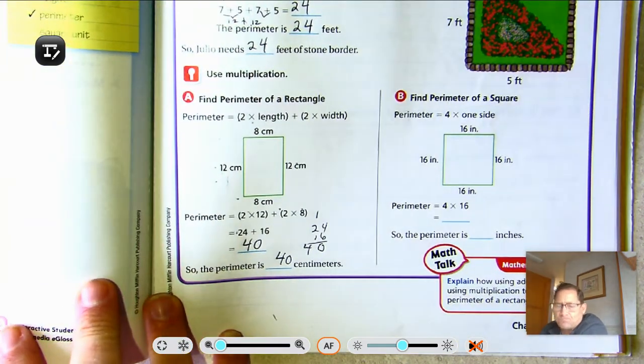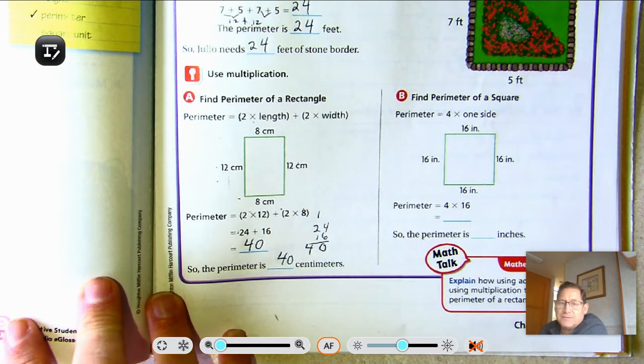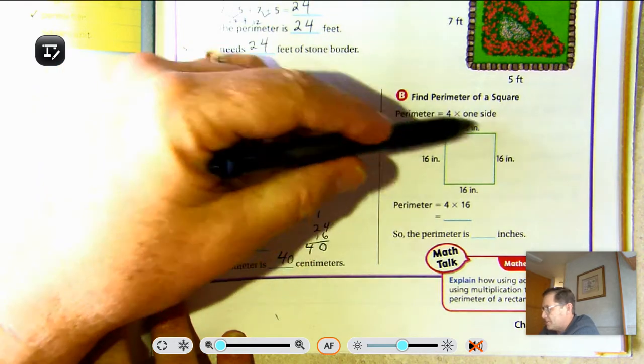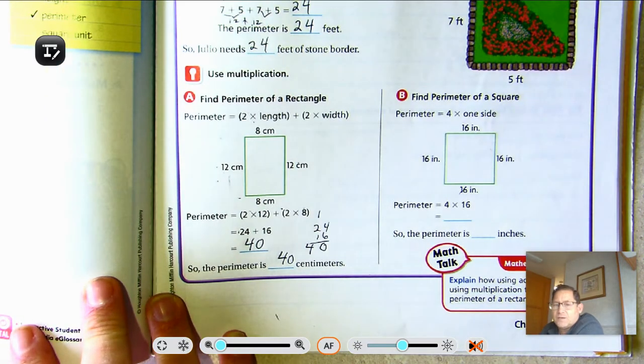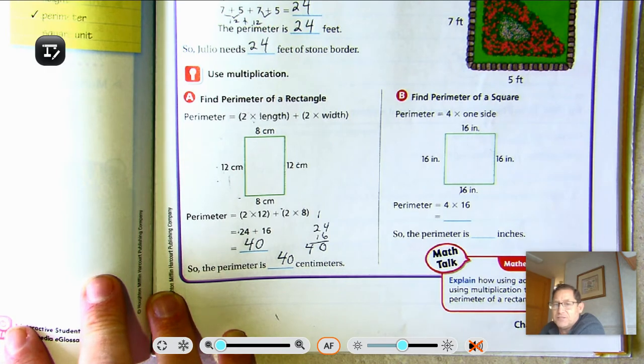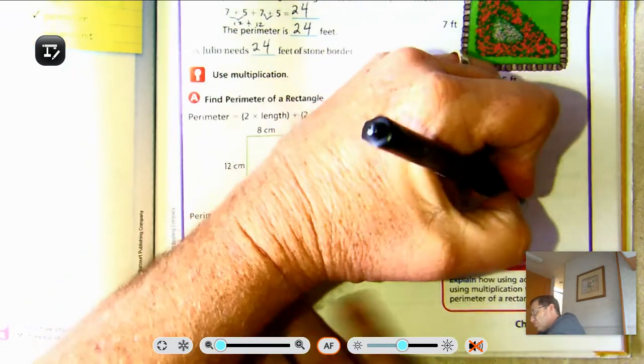Well, what about if we have a square? Well, you could go 2 times the length plus 2 times the width, but why would you want to do that? All the sides are the same. So if all the sides are the same, just multiply by 4. So the perimeter of a square is 4 times s, or 4 times the measurement of the sides. Okay, so 4 times 16.